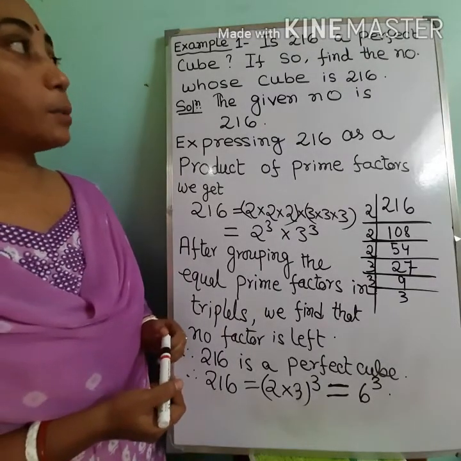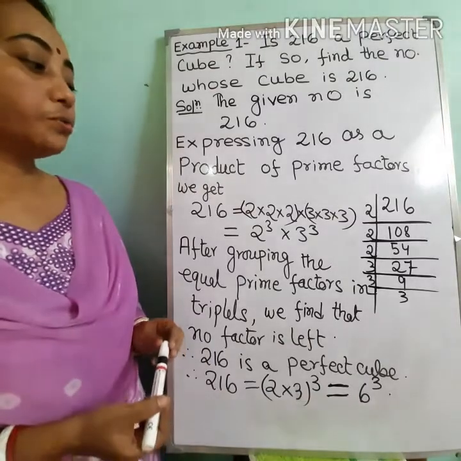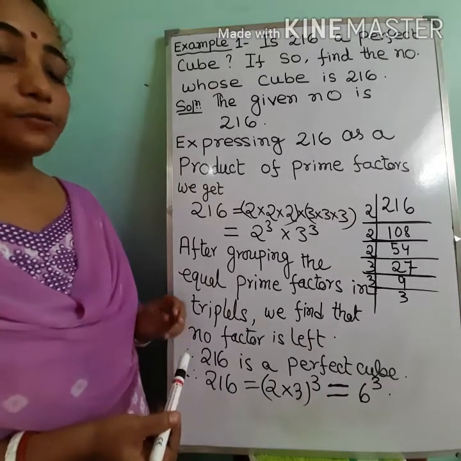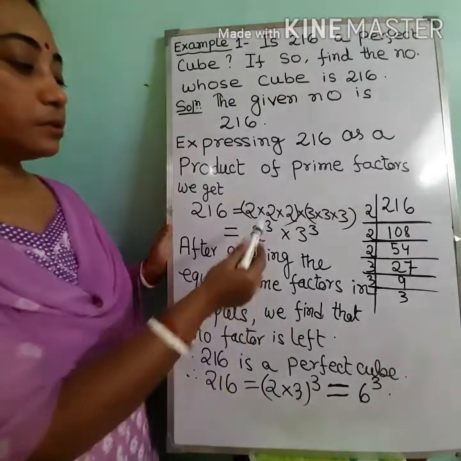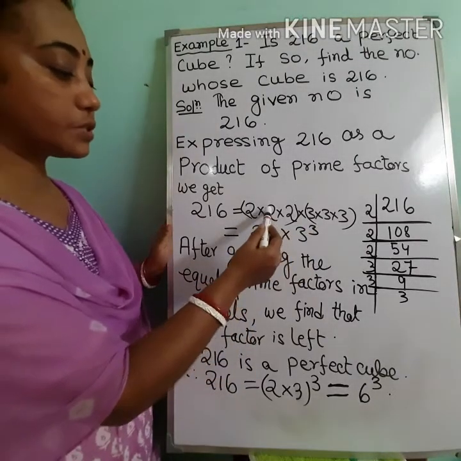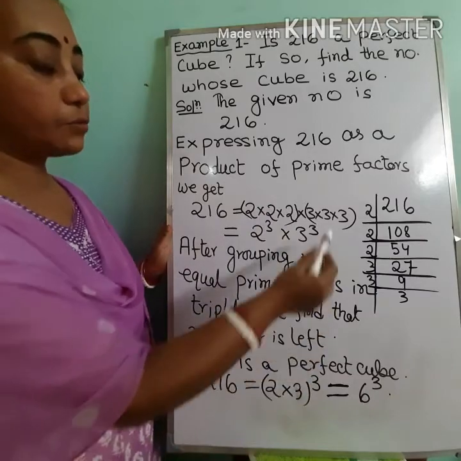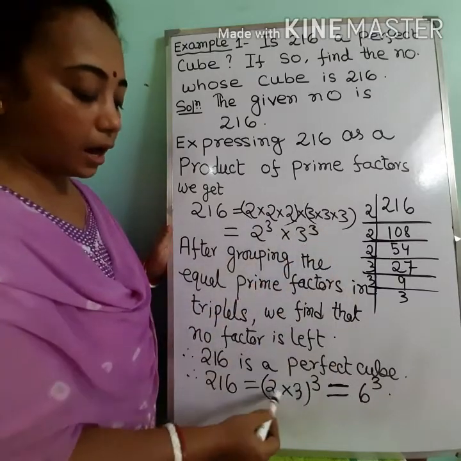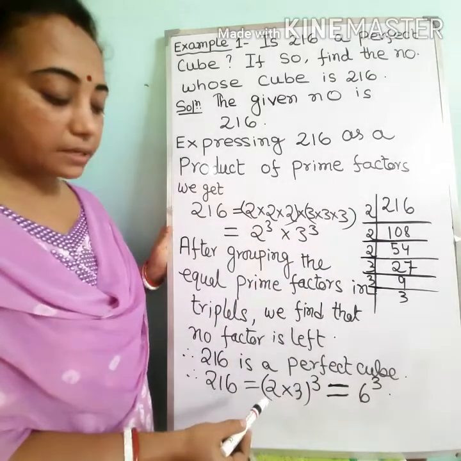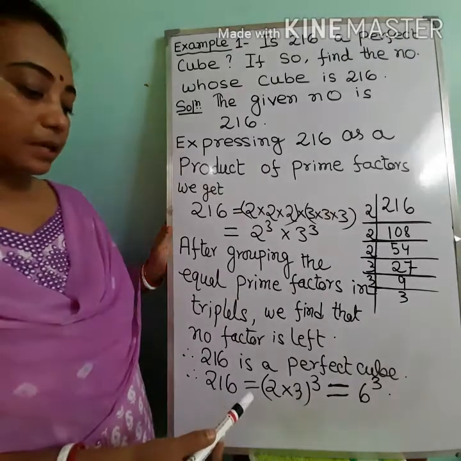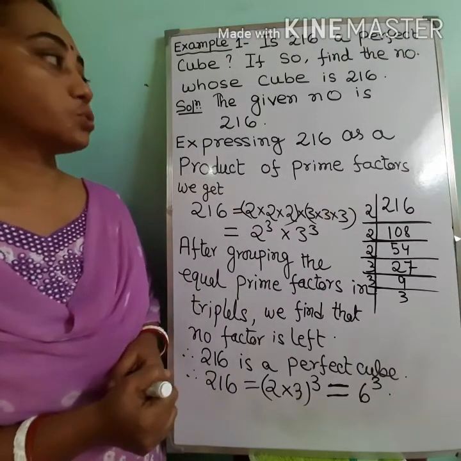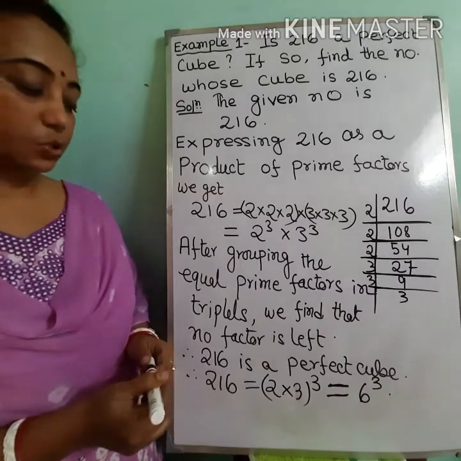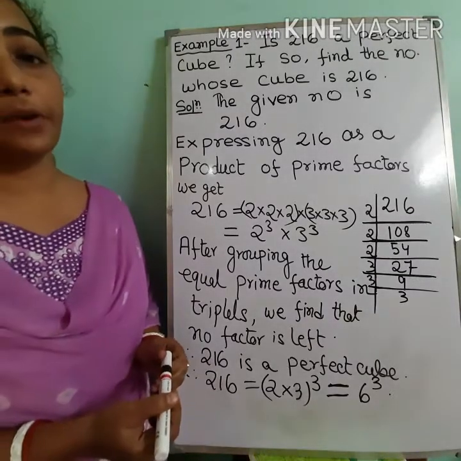Now to find the number whose cube is the given number, we take one factor from each triple and then multiply them. So here 2 triples are there. From the first triple we write 2 and from the second triple we write 3. After multiplying we get 6. So the cube of 6 is the given number. That means 216 is equal to 6 cube, which is a perfect cube.